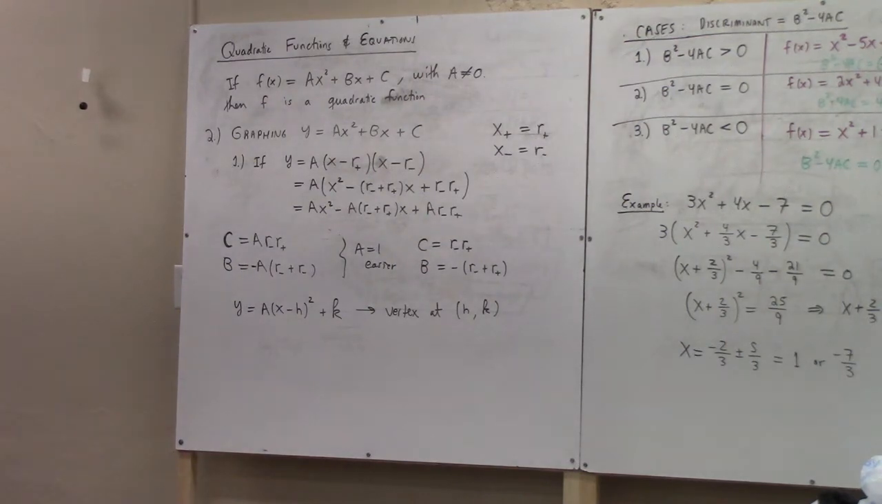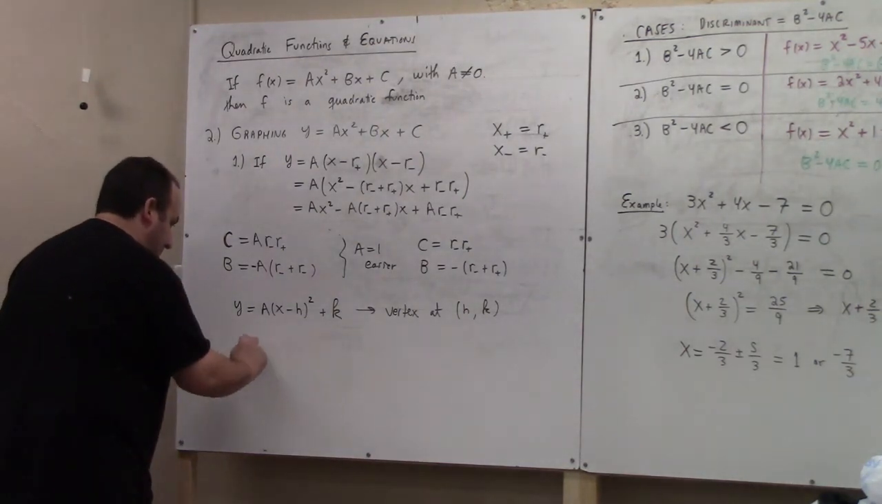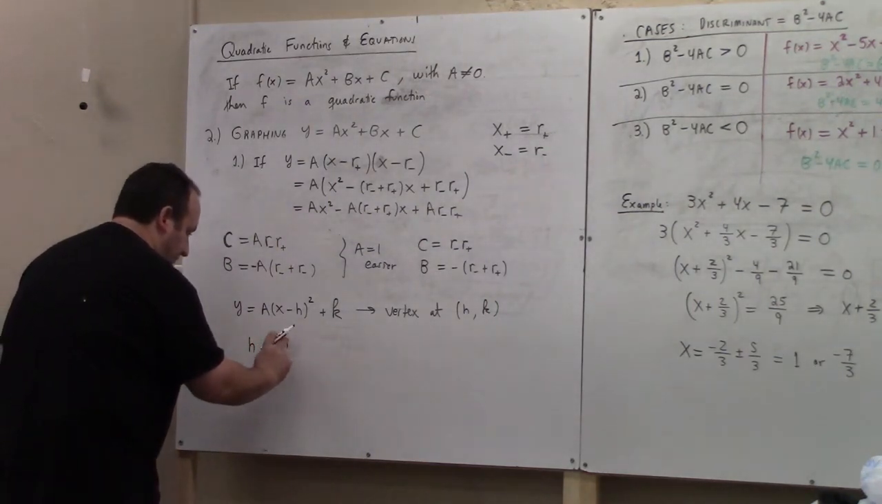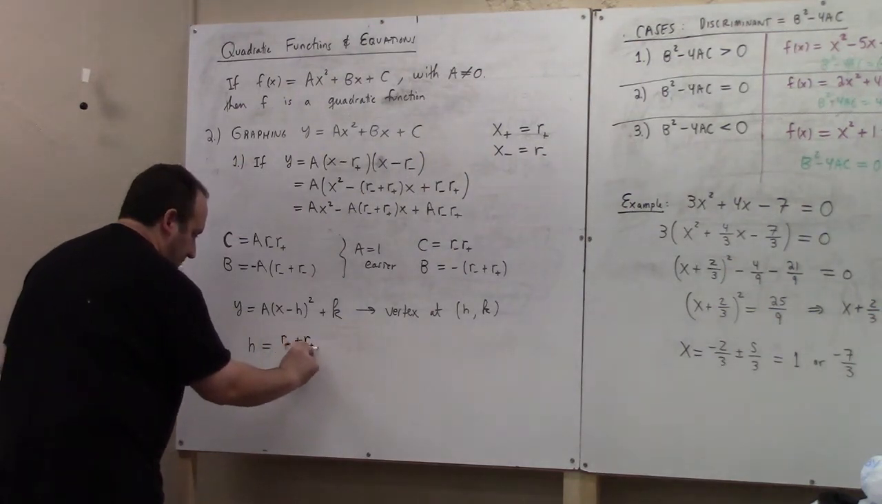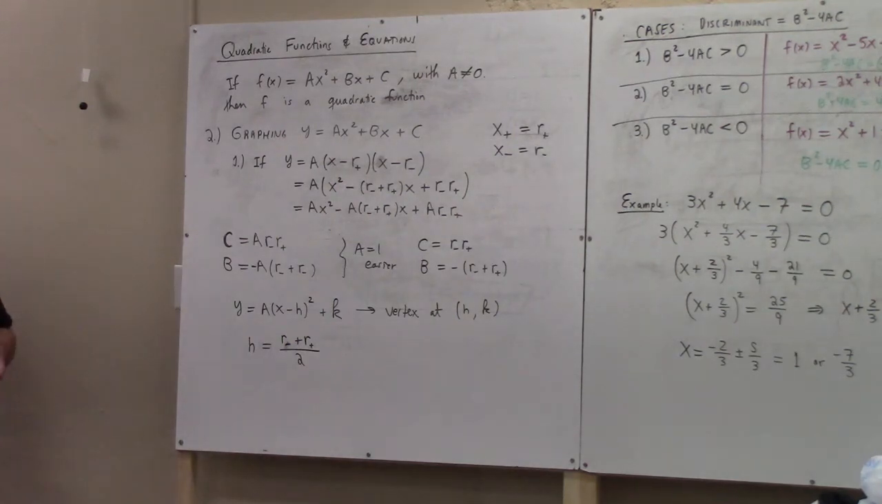And how does h relate to the roots? Well, if you go back to the completing the square work I just did and compare formulas, you should be able to see that h is exactly r minus plus r plus, divided by 2. In other words, the vertex has to be found at the average of the zeros.